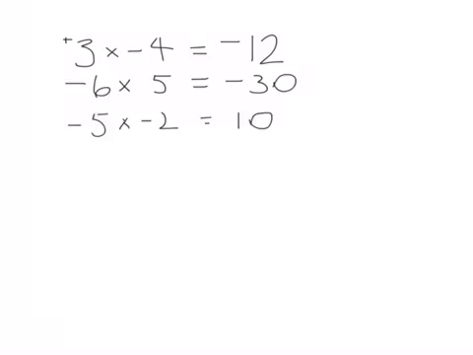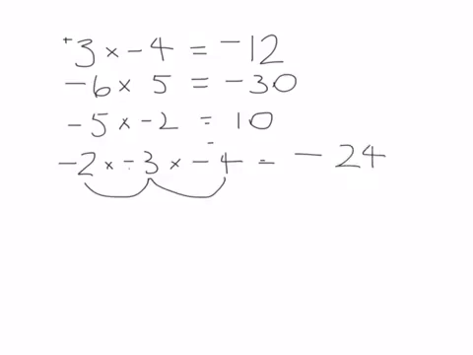Lastly, a little bit trickier, if I have 3 numbers multiplied together, a negative times a negative is a positive, but then I'm timesing it by another negative, so my answer will be negative. Then 2 3s are 6, 6 4s are 24. So the answer is negative 24.